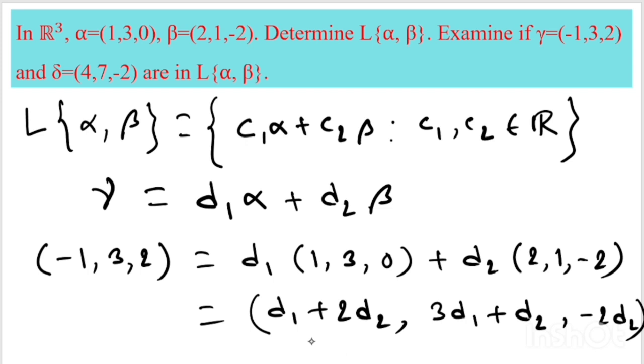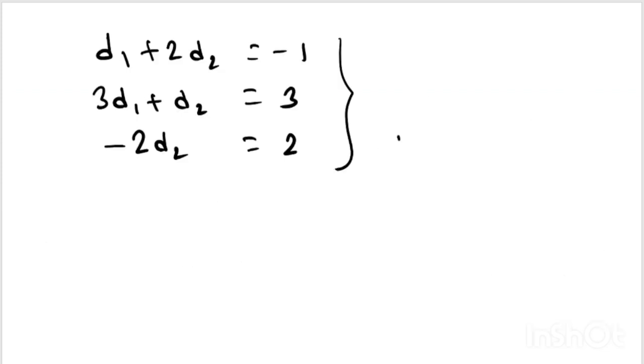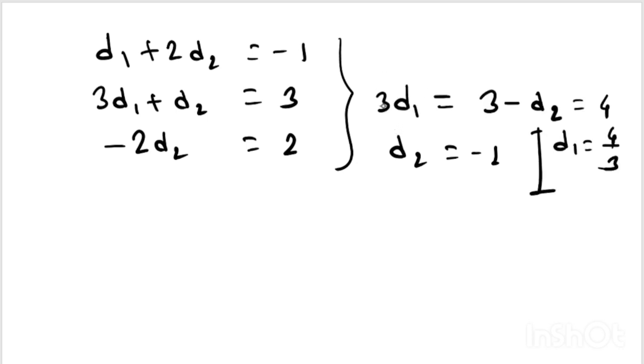From here we can get three equations, which are d1 plus 2 d2 equal to -1, 3 d1 plus d2 is equal to 3, and -2 d2 equal to 2. Putting the value of d2 in the second equation, we can get d1 is equal to 4 by 3.